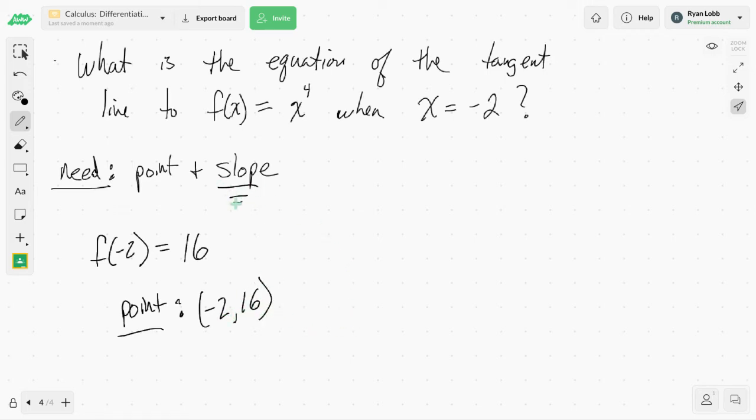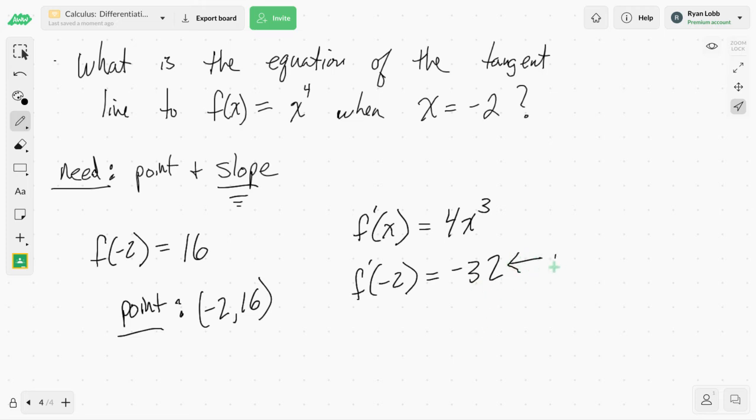And I need the slope. And I just said previously that when you see slope here, we think derivative. So I need the slope at -2, which means I need to know f prime of -2. In order to find f prime of -2, I need to first find f prime. So what is f prime of x? F prime of x would be 4x cubed from before. In this case, f prime of -2 is going to be -32. That is m, my slope at -2. And now I have a point and I have a slope.